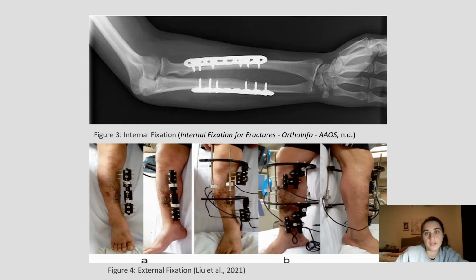And then here I just have some visuals of what internal fixation and external fixation look like. So in the figure above, that's internal fixation, so things like using plates or rods or screws. And then below, you have your external fixation, so it's like these devices used on the outside.